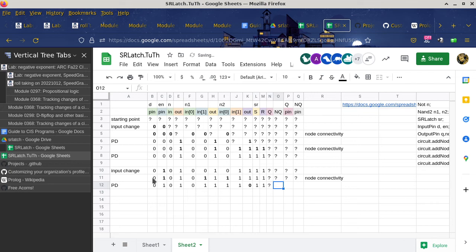And these are all going to be question marks again. That's because of the node propagational delay. And now we have to look into what is going to be updated because of node connectivity. In other words, we look at how the wires are connecting between the ports, and then we try to figure out what is going to be changed.